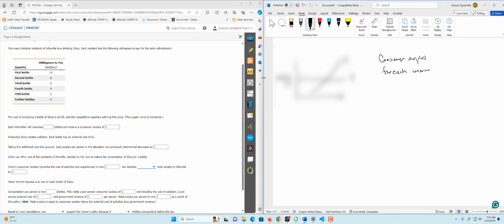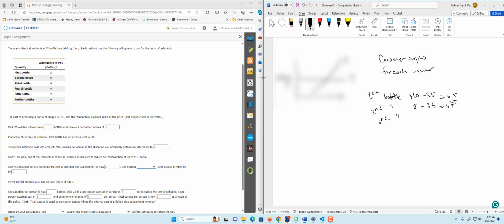There are two ways you can do this. You can calculate the total willingness to pay and then subtract the price of it. But what we know is that the consumer is going to buy the first bottle. Why? Because the willingness to pay is $10 and the price is 3.5. So the consumer receives $6.5 of surplus. The second bottle is going to be bought as well, because 8 minus 3.5 is $4.5.